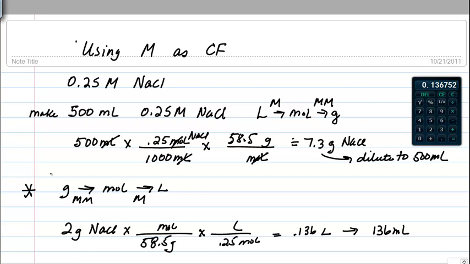But these two setups are the setups that you can use to go from grams to moles to liters, or liters to moles to grams. The moles you'll get to either by using molar mass or by using molarity, depending on where you start. This ends up being really useful for chemistry.